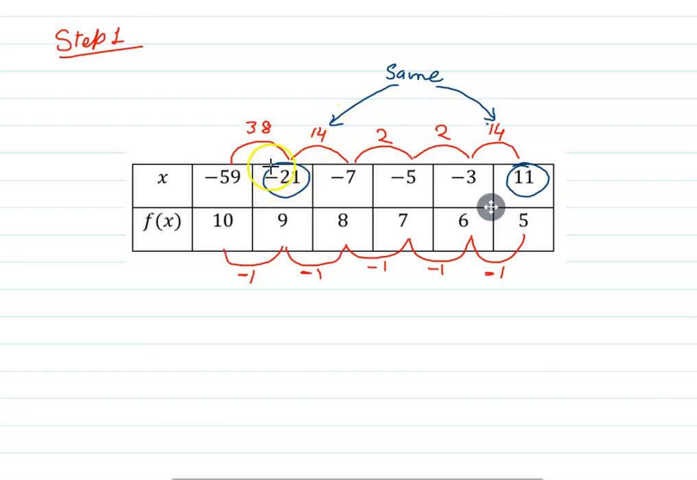So here the x values which have the same differences are -21 and 11. So the inflection point would be the midpoint of these two values. -21 plus 11 divided by 2 gives you -5, and k value is the midpoint of corresponding y values. It's 9 plus 5 divided by 2, which is 7. So we get the inflection point as (-5, 7), which is present there in the table itself.